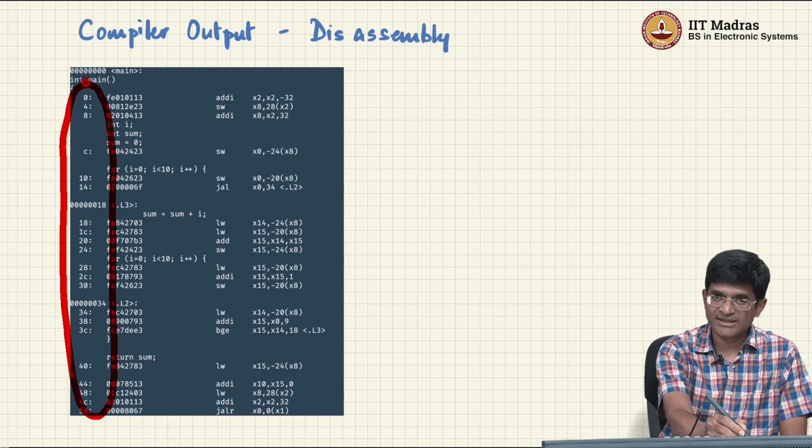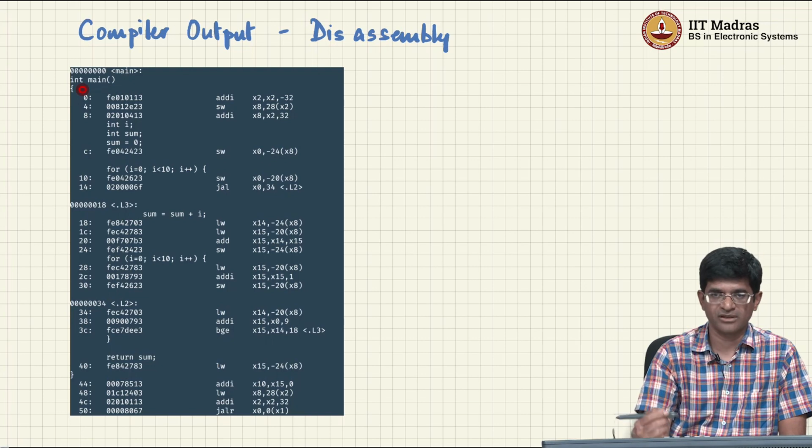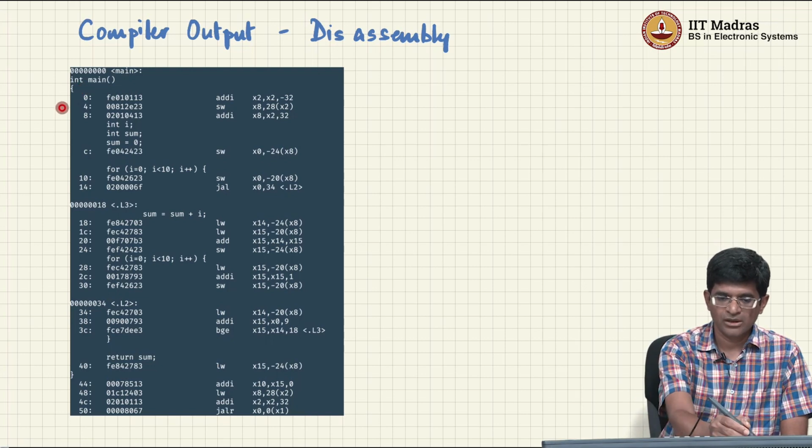They are addresses or relative addresses, meaning that 0 is the very first address of the program, the address of the very first instruction in the program. 4 is the address of the next instruction, 8 is the address of the next instruction, and so on.